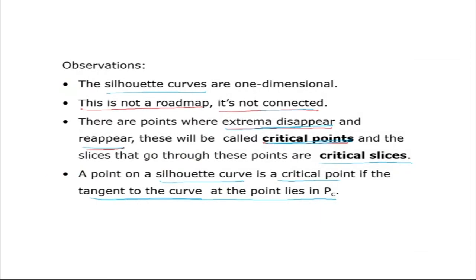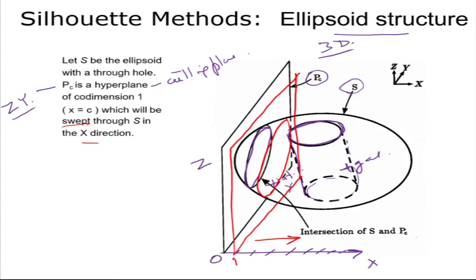Now, the observation that we need to observe here is that the silhouette curves are one dimensional. Now this is not a roadmap because they are not connected. Please note that these are not connected the way I drew it even here. So we get one curve here and we get another curve there, so these are not connected. So if I take the extrema points, one point is here, one point is here, but these are not connected.